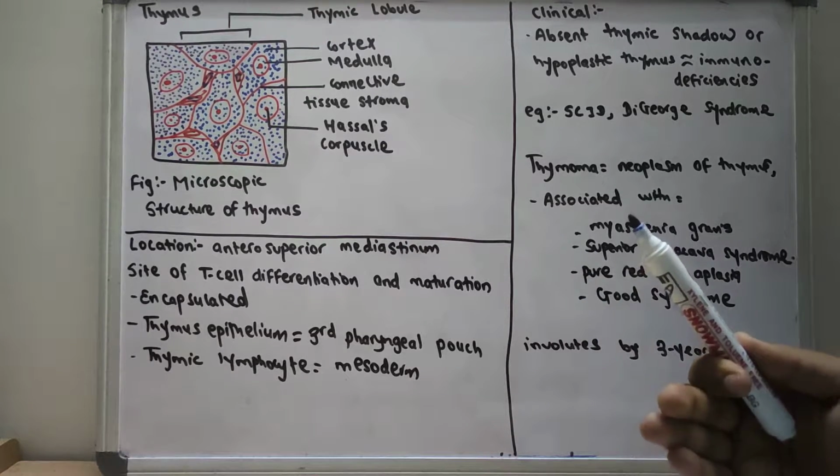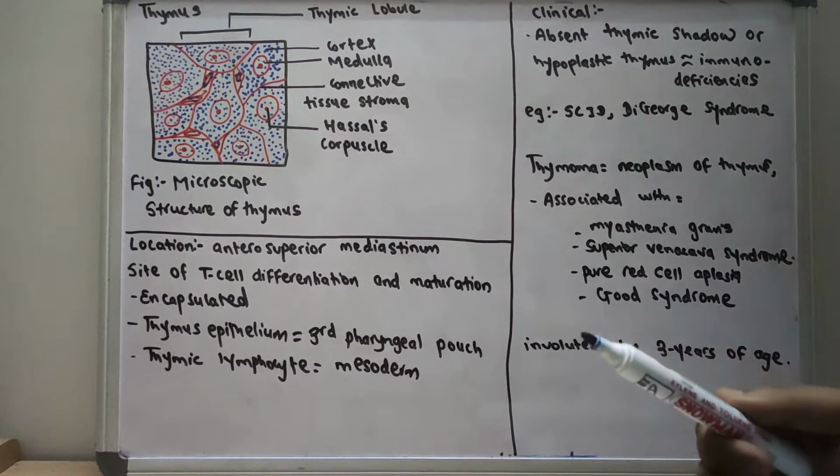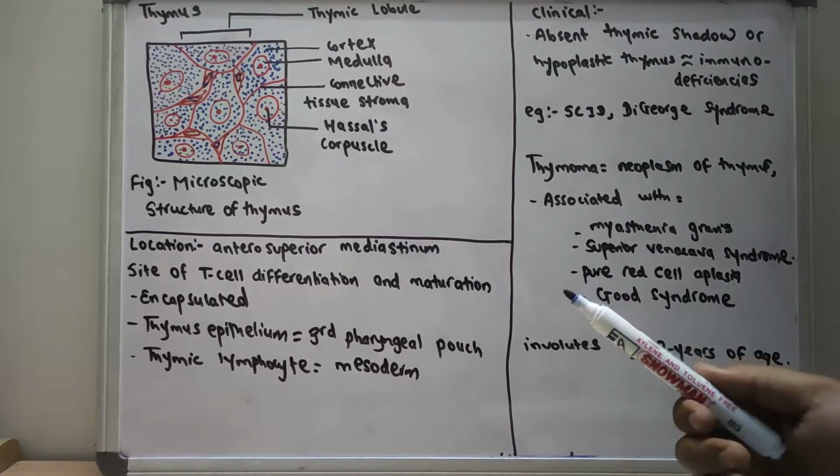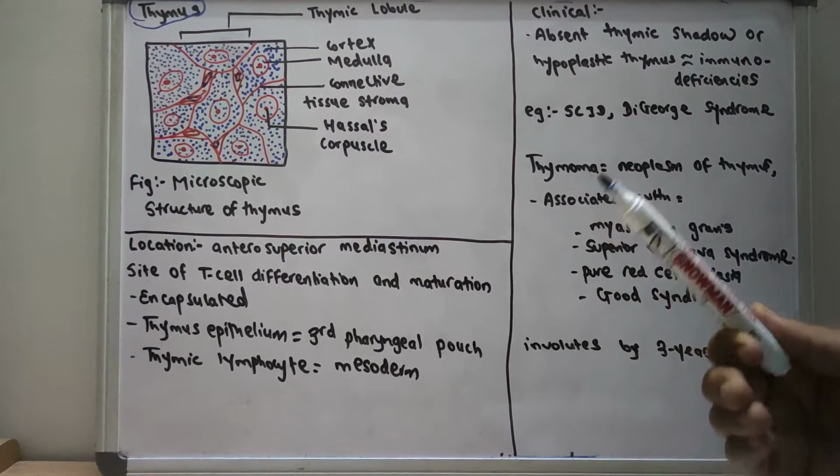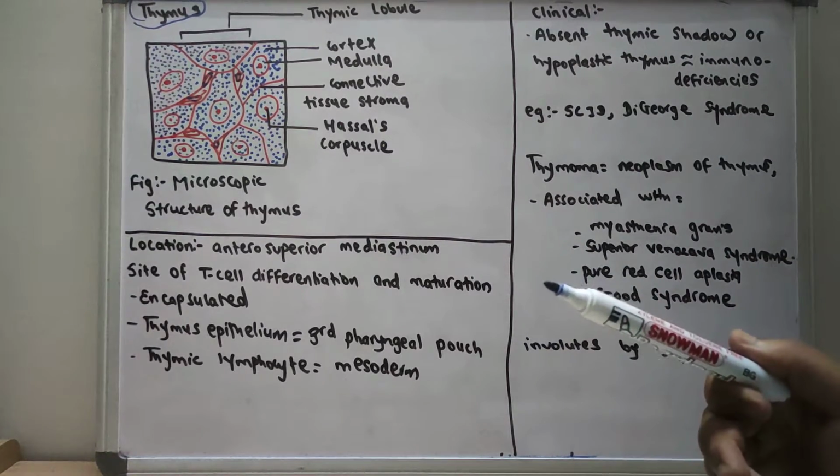So, in another topic of the lymphatic organs of immunology, today we are going to read about the thymus. First of all, let us discuss the structure of the thymic globule.